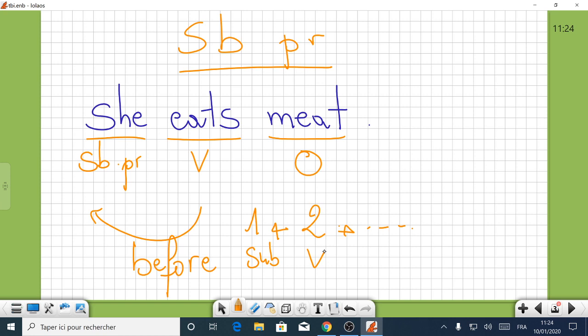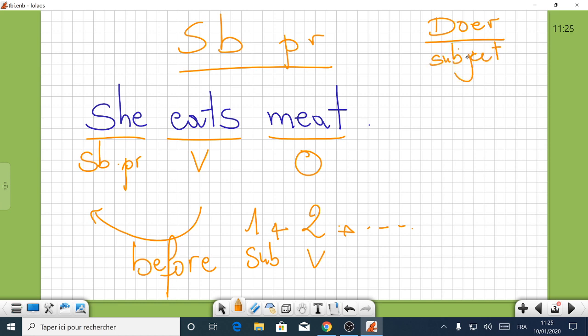So what do you see here? The verb eats, and just before it is the subject pronoun. We never find a verb without a doer. When I say doer, it's the subject.